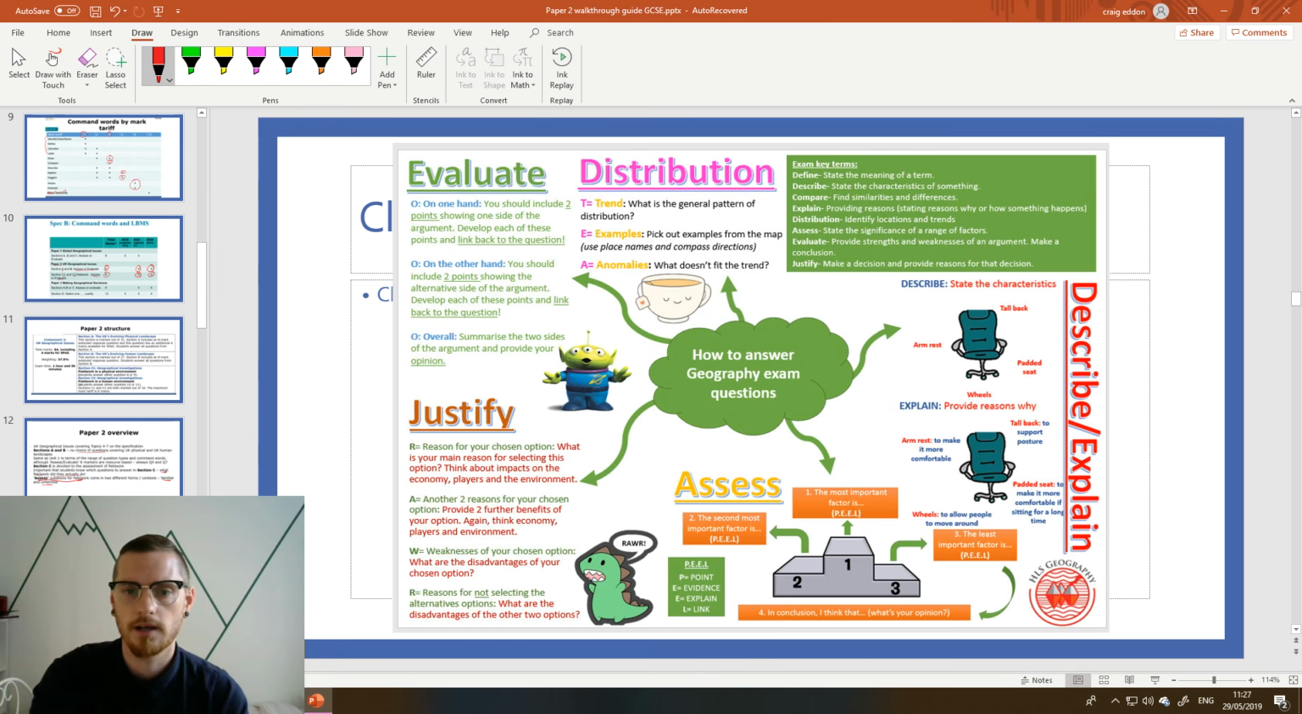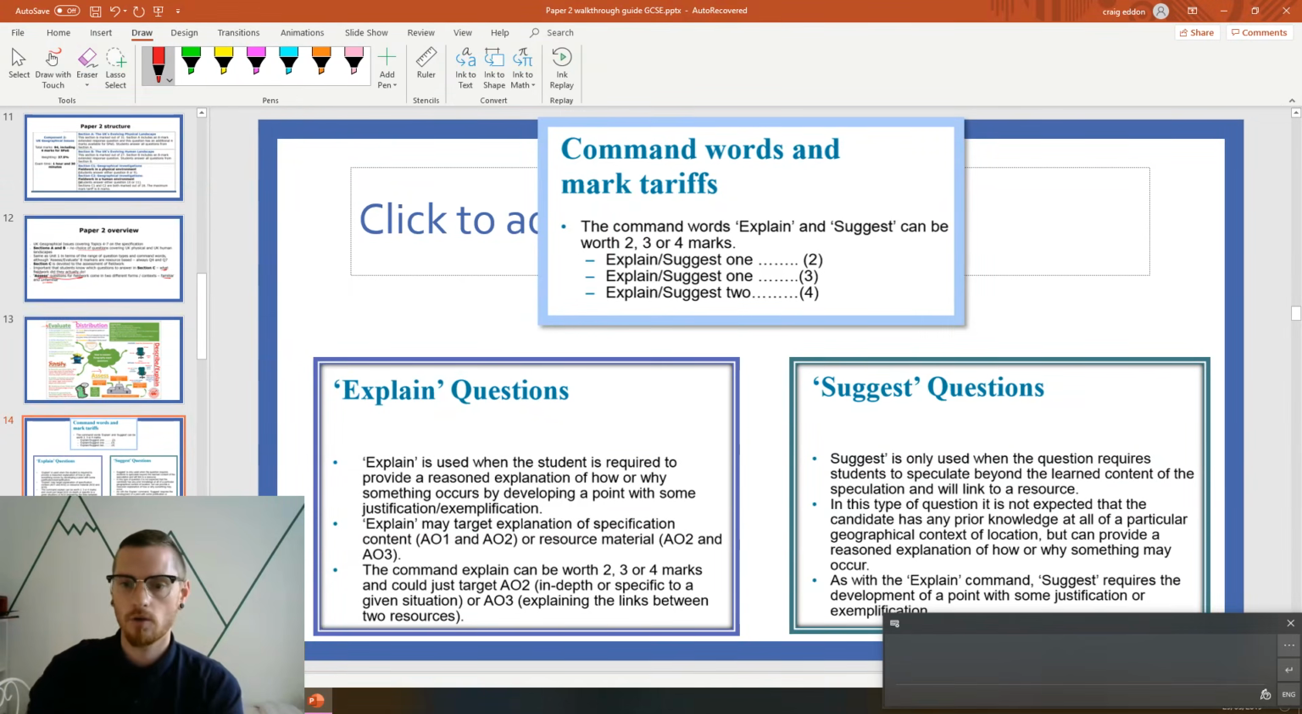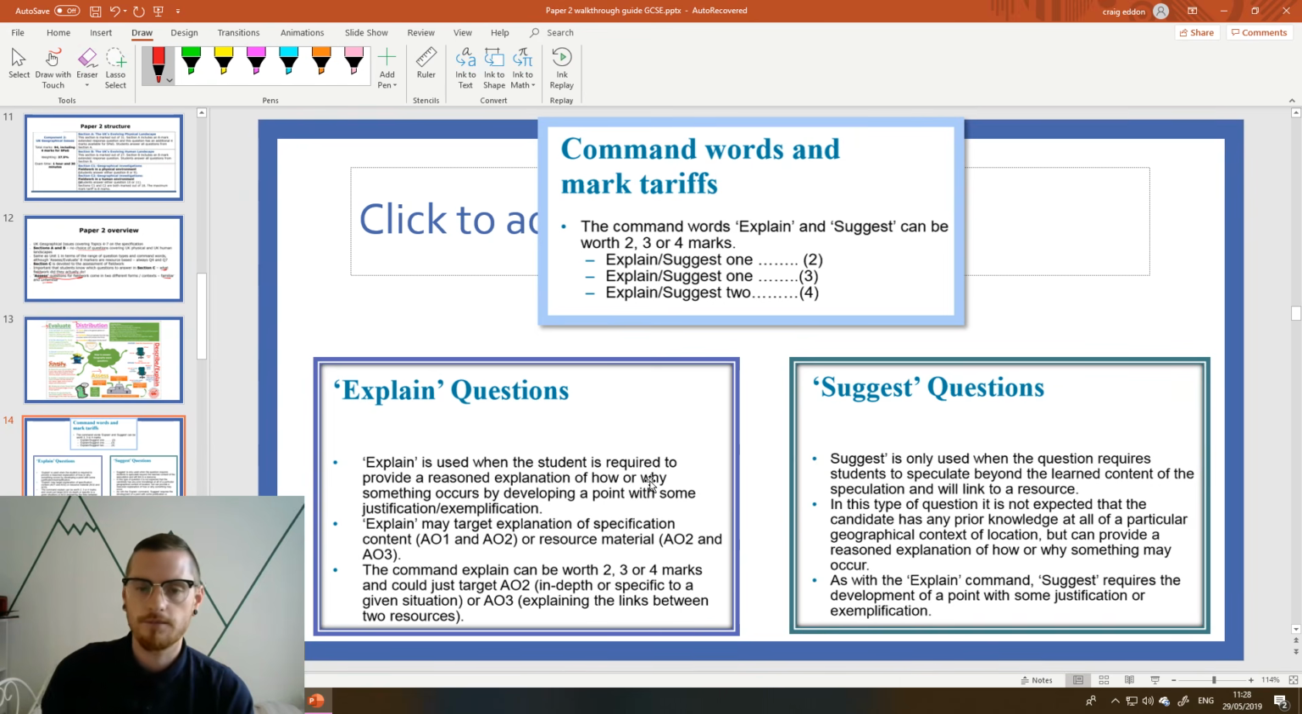Last thing to point out, especially to my geographers, is just like paper one, you must know the command words and the structures we've gone through in class. This should be revised before the exam. Double check you've looked at your evaluate, distribution, do not need justify for paper three, assess, and the difference between describe and explain. Okay, let's get into exam command word practice here, and the difference between explain and suggest.